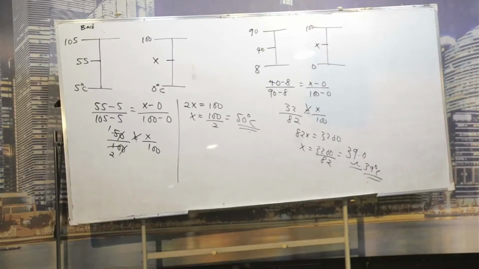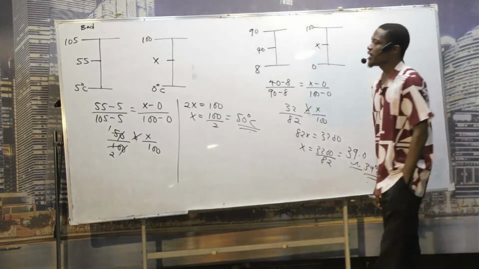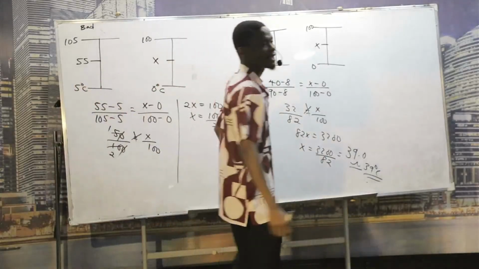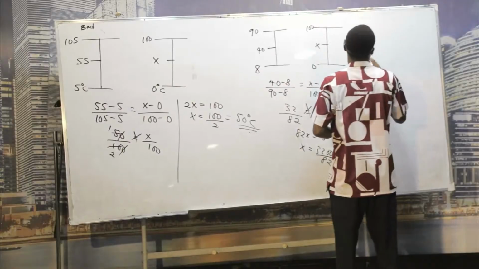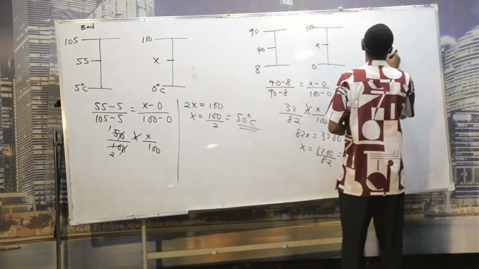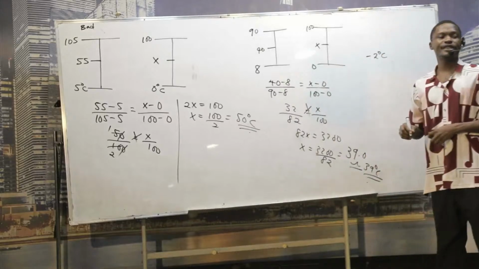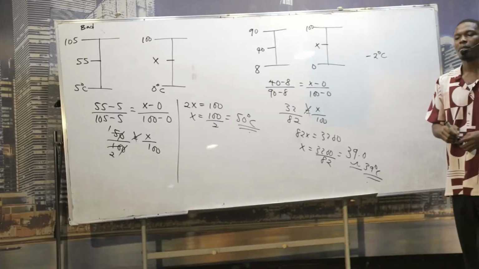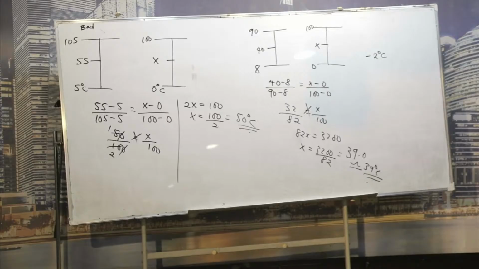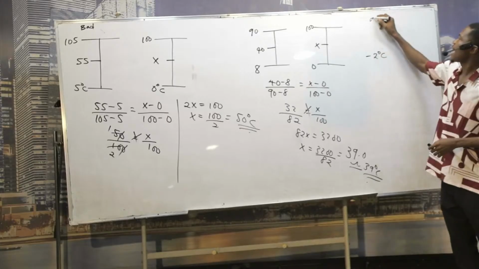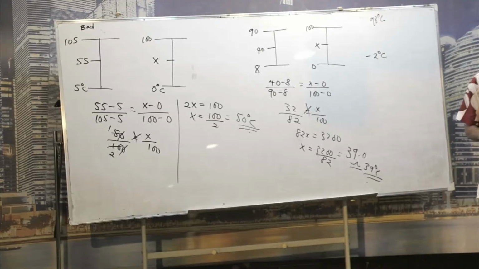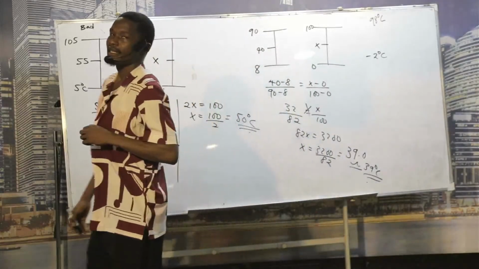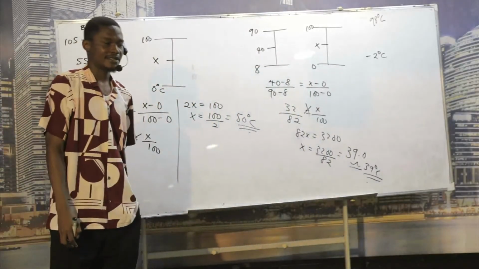A faulty thermometer records minus 2 degrees C at ice point and 98 degrees C at steam point.